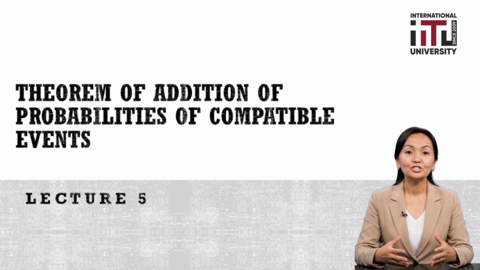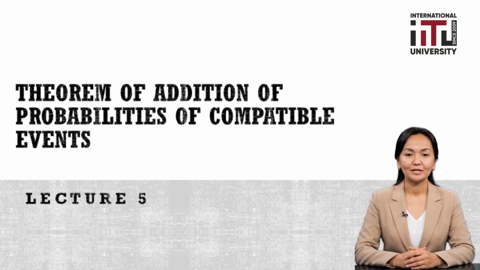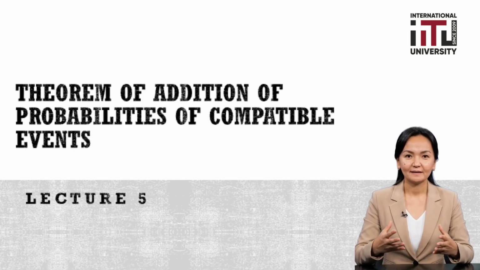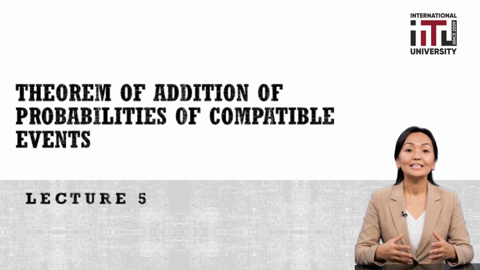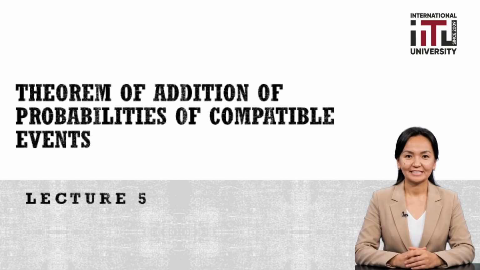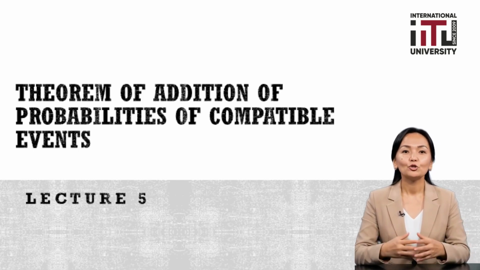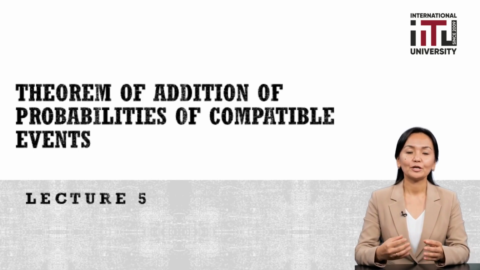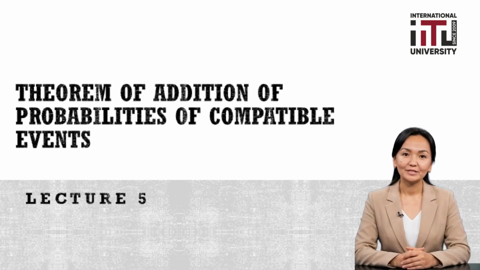This is where the addition theorem for compatible events comes into play, and it's a concept that appears frequently in real-world applications. When two events are compatible, they can both happen simultaneously, and this overlap must be accounted for in our calculations. The formula we'll learn today, which states that the probability of at least one of two compatible events occurring equals the sum of their individual probabilities minus the probability of their joint occurrence, is one of the most frequently used formulas in all of probability theory.